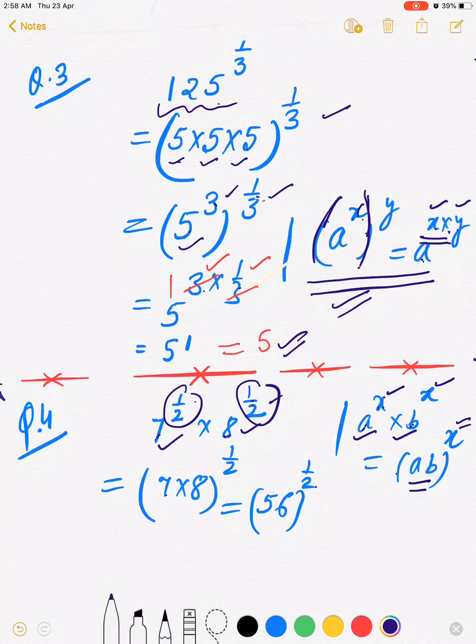That means both these exponents will become one single exponent and both these bases will get clubbed together, multiplied inside one bracket. This same property we are using here. 7 into 8 it's coming within one bracket and whole to the power half. So it becomes on solving 56 to the power half. Hopefully this is clear.